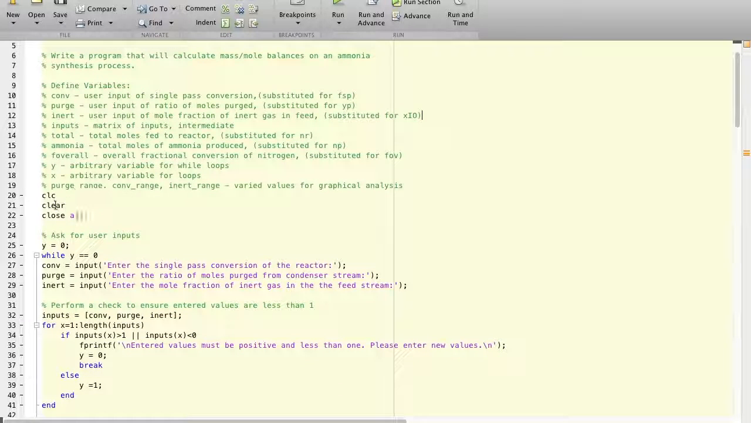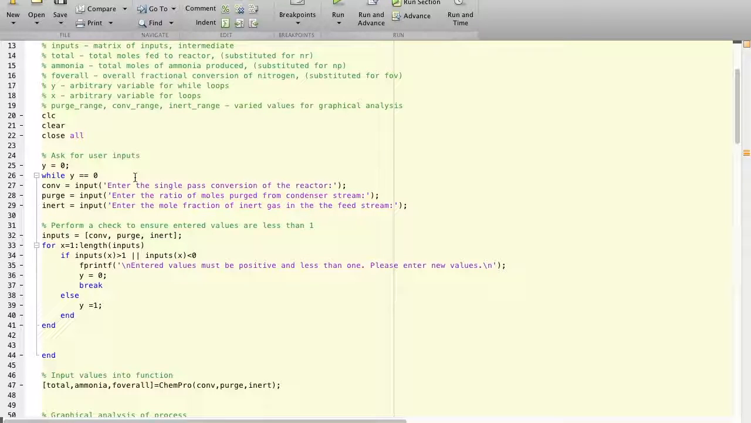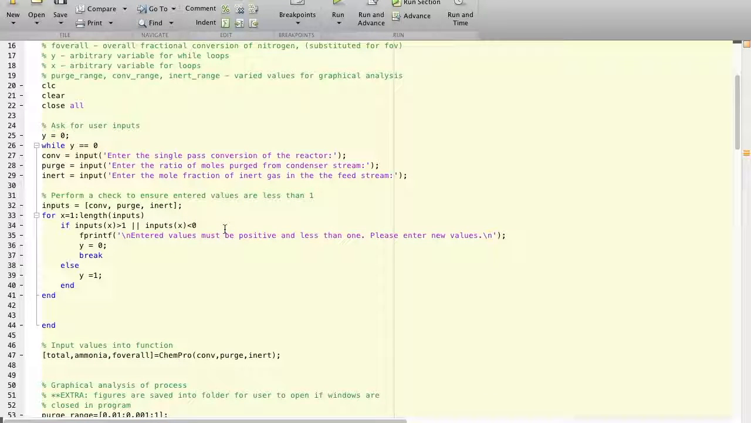Of course, we're going to start off with our clear screen and our close all. And we're going to ask our inputs from the user. So we're going to ask the user to input the single pass conversion, the ratio of the moles from the purged, and the moles fraction of the inert gas in the feed stream. Then we're going to make sure that all of the values are less than 1. We use the while loop to make sure that if the user inputs something that's not correct, it just goes back and asks the user to input again until the user gets it right.